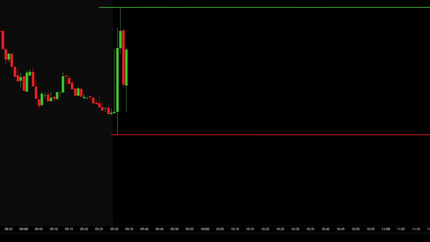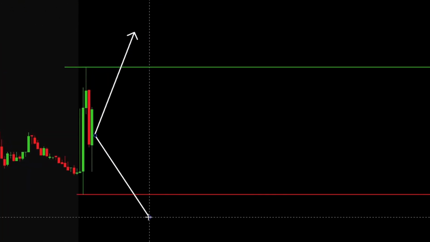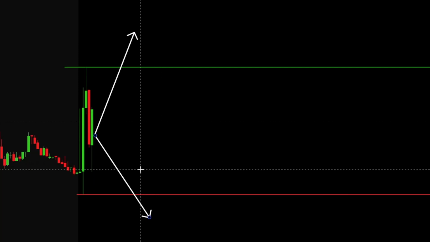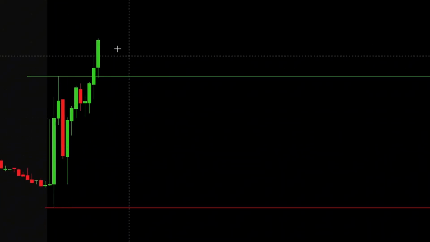The next thing we're going to do is wait for the stock to break above or break below the 5 minute high and the 5 minute low. So let's see if the stock breaks above or below. In this example here, you can see this stock is clearly moving to the upside, and it actually broke above the 5 minute high. And therefore, we've now completed the first step.